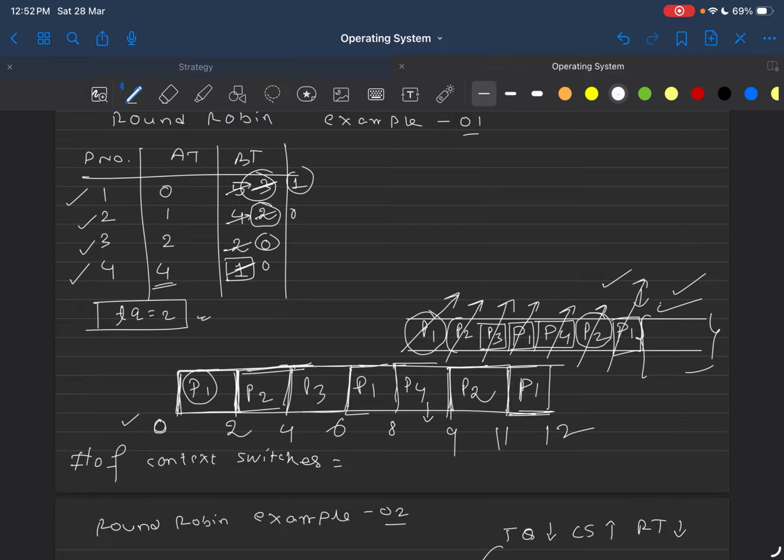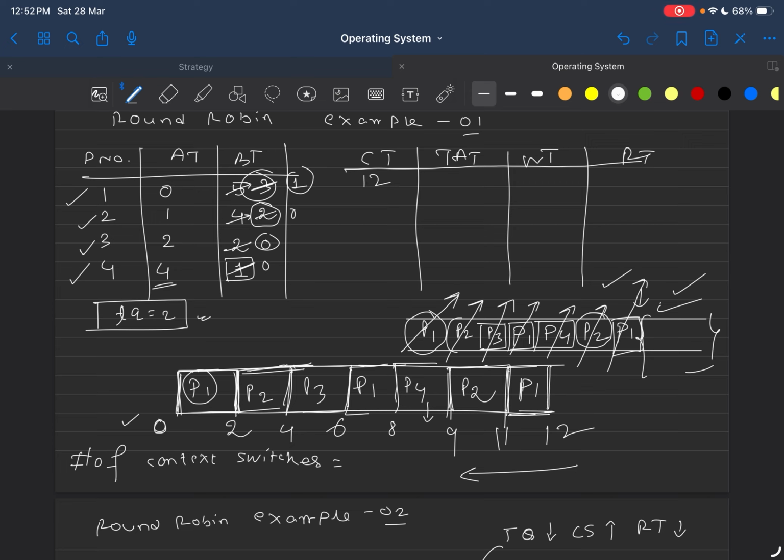So now let's fill the entire table. That is completion time, then turnaround time, then wait time, and then response time. I have told you already that while filling the completion time, always come from the right side. So at the very first there is P1. When was this P1 completed? At 12. When was P2 completed? At 11. When P4 was completed at time t equal to 9, then again keep on going, when this P3 was completed at time t equal to 6.